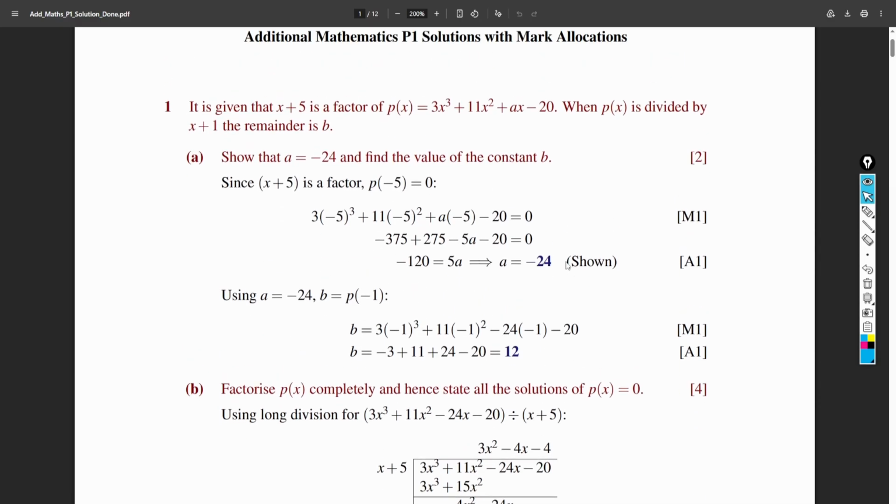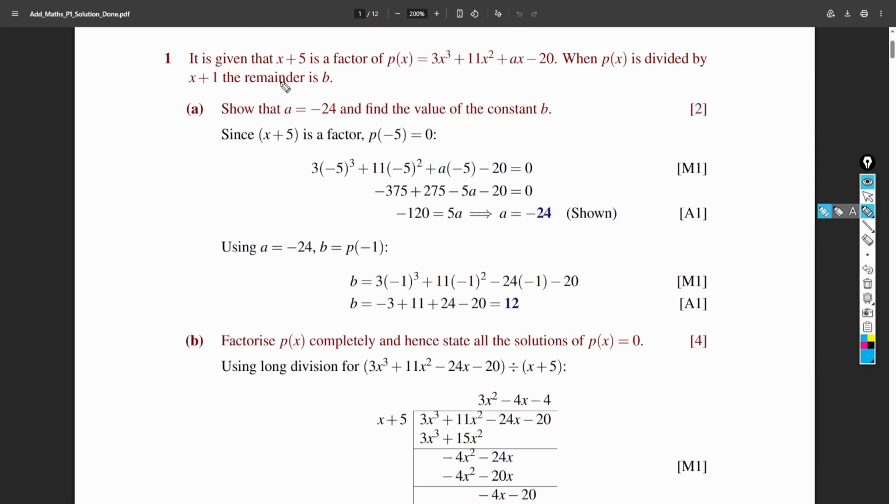So in our first question we have that x plus 5 is a factor of p, where p is this expression. So p is a cubic expression which has a variable a in it, and when p of x is divided by x plus 1 the remainder is b. So first we need to show that a is equal to minus 24 and then find the value of the constant b.